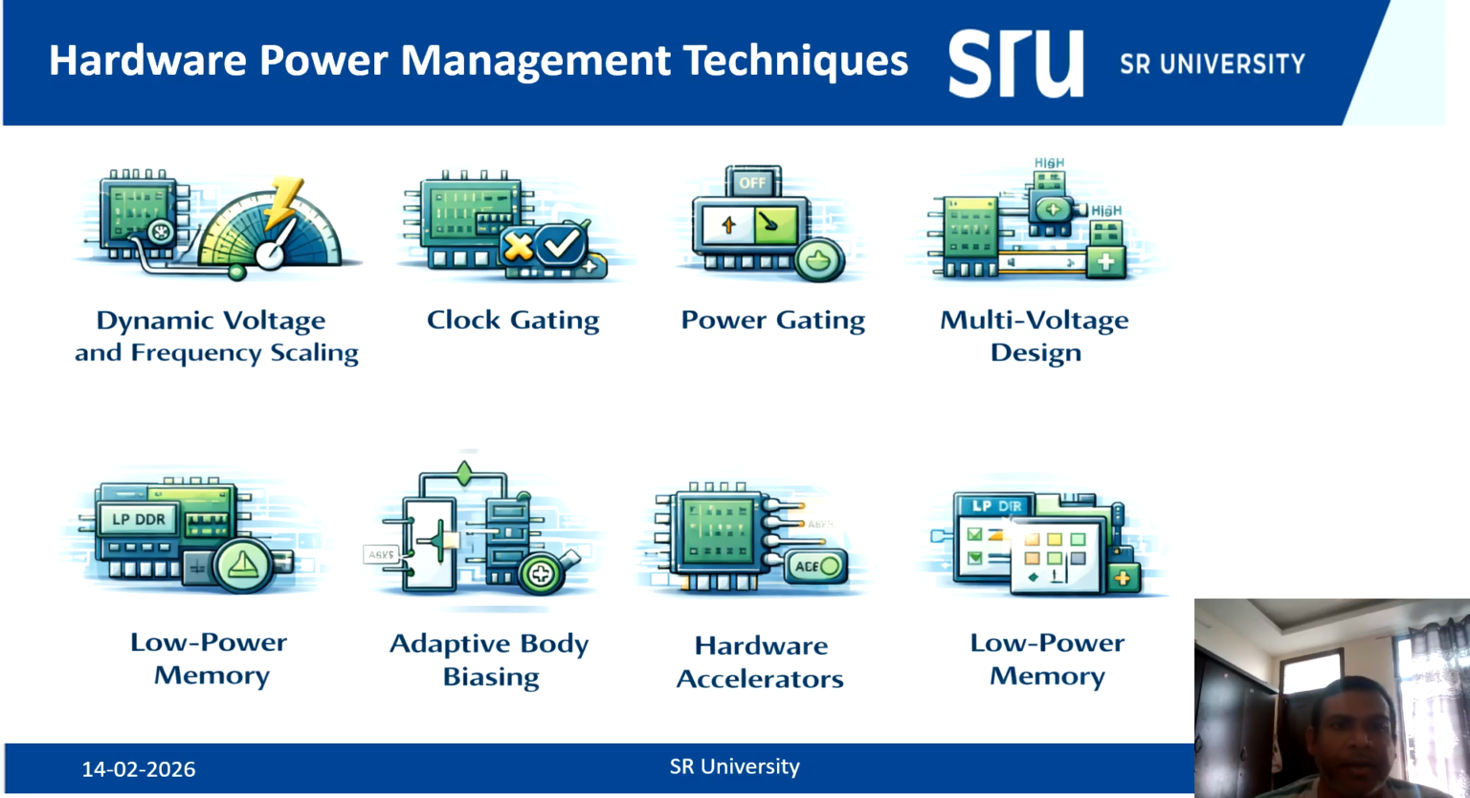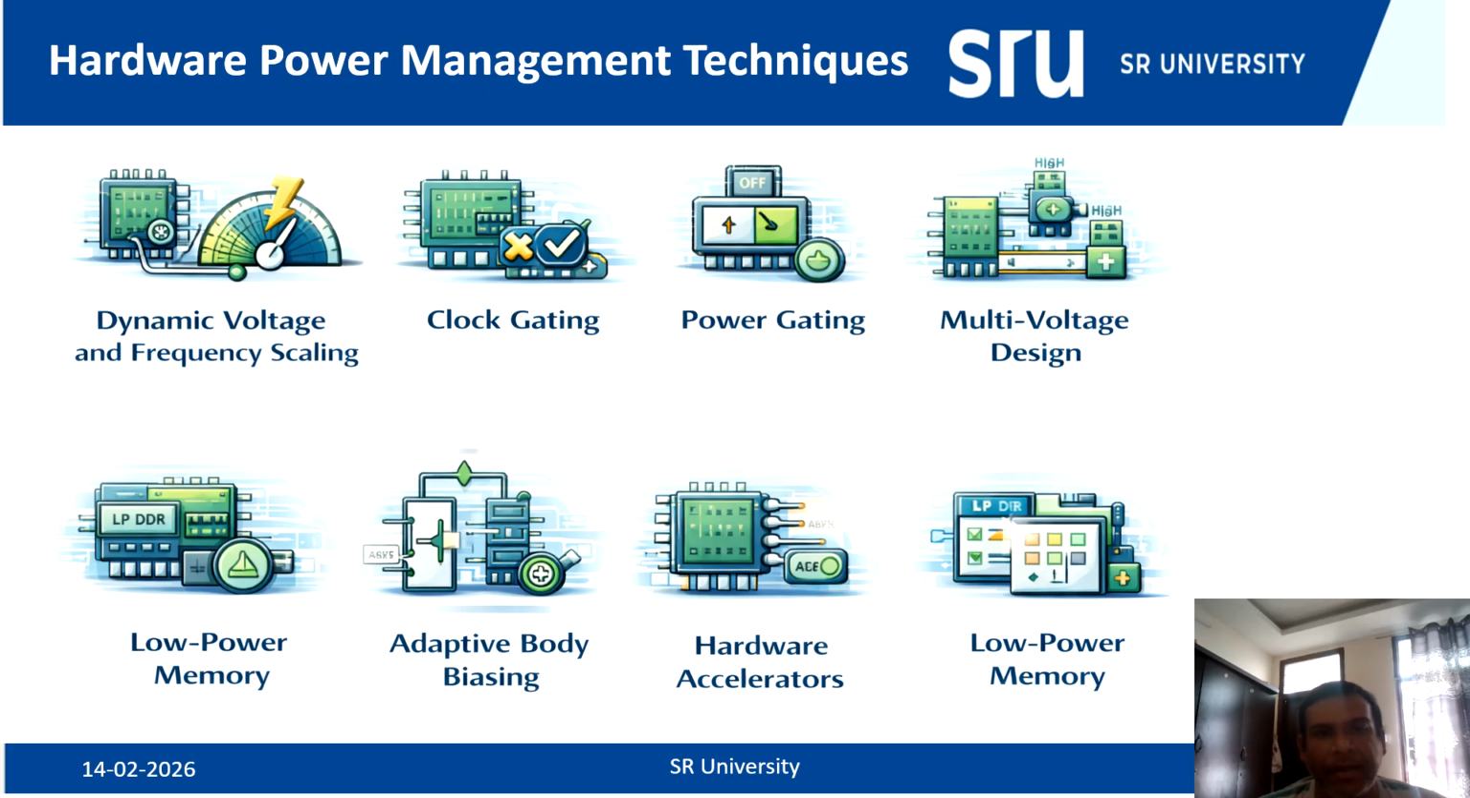Another important technique is called clock gating. Here the clock signal is selectively disabled for modules that are not currently in use, because the clock signal causes frequent switching. Stopping the clock prevents unnecessary transitions and reduces the dynamic power consumption. Clock gating can be applied at different levels, ranging from individual registers to entire functional blocks.